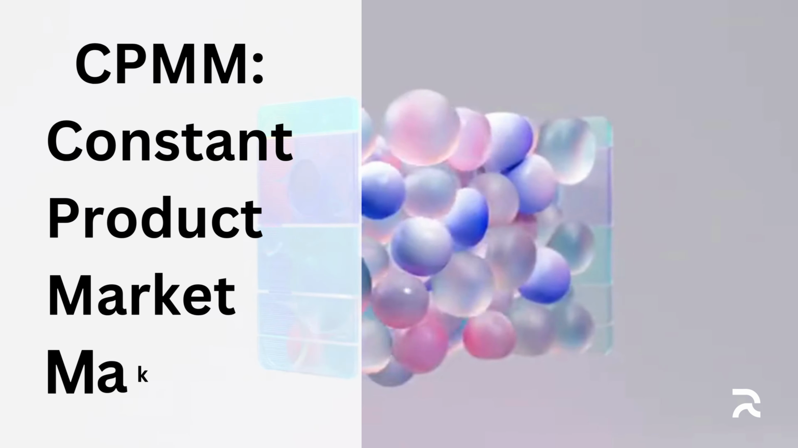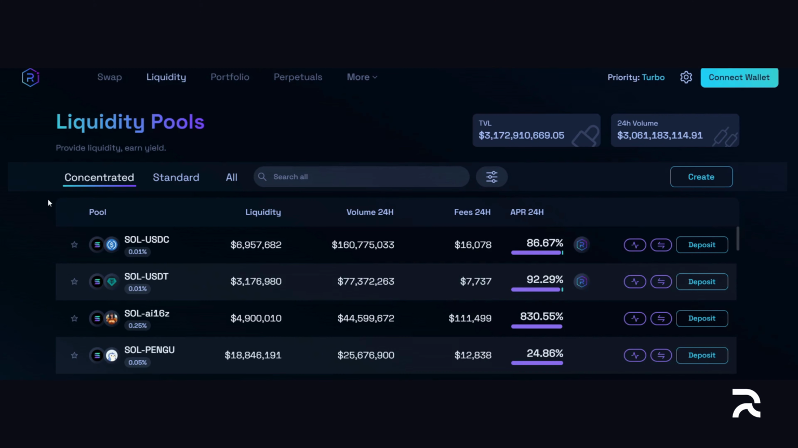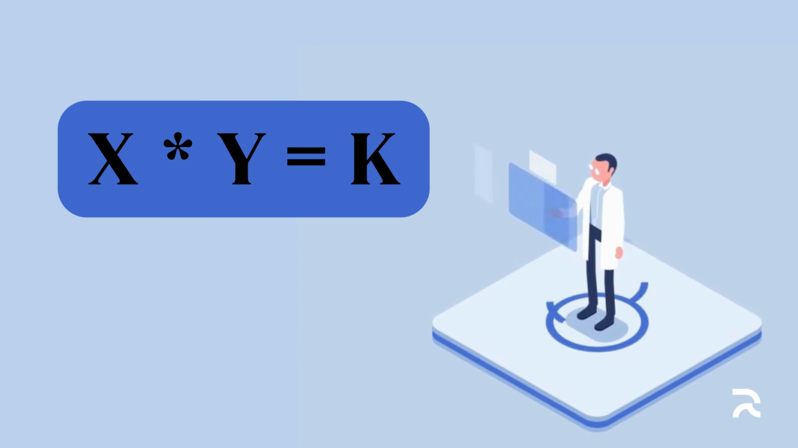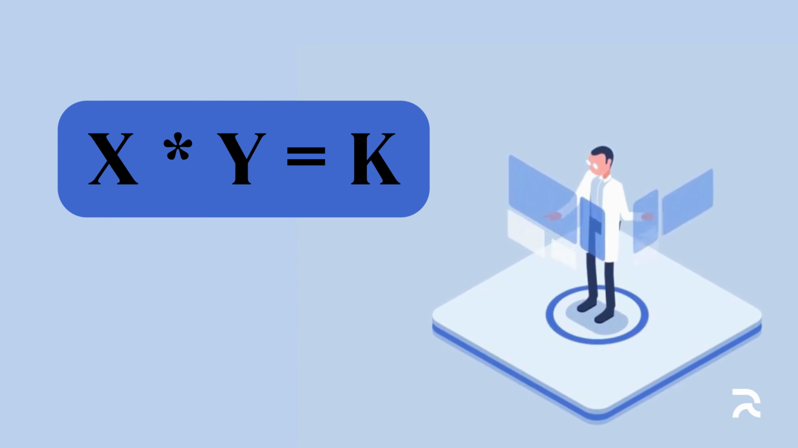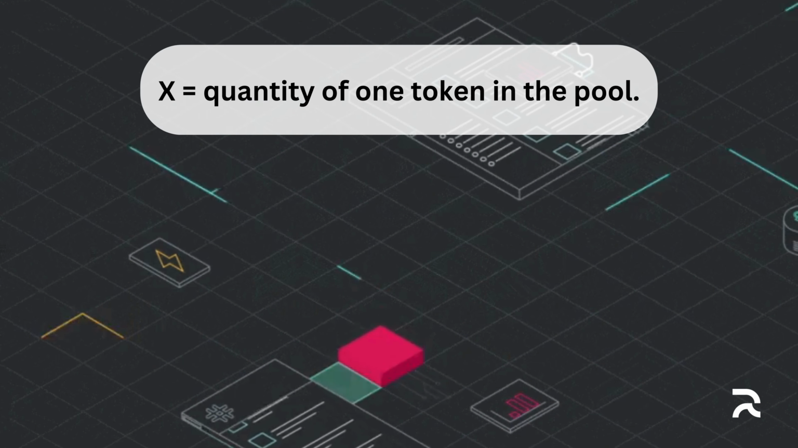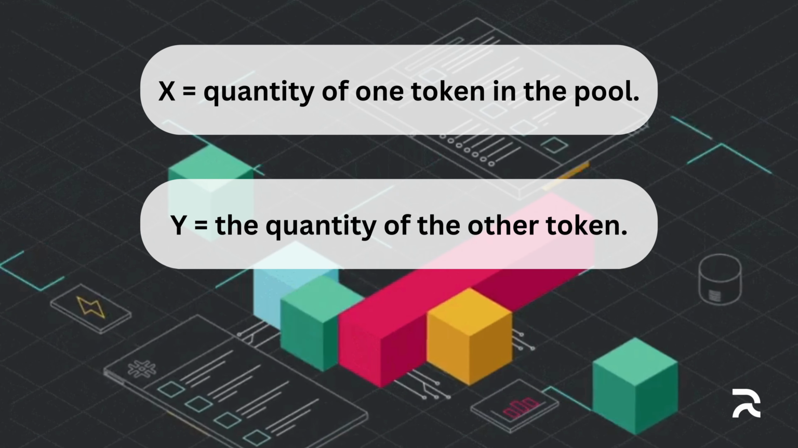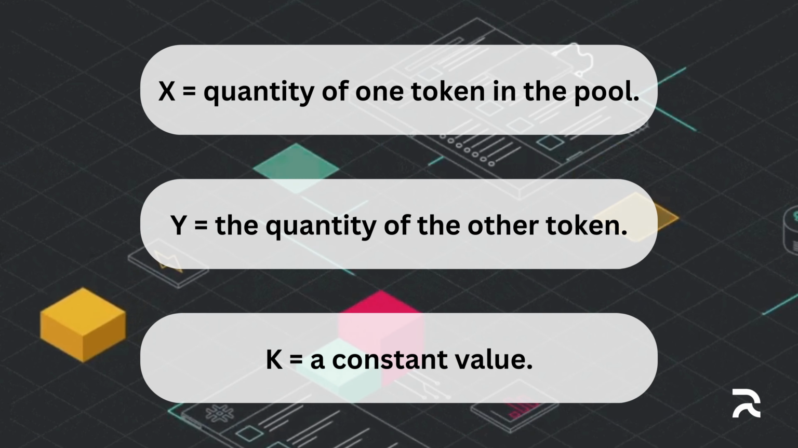Now, let's look at CPMM, or Constant Product Market Maker. CPMM is a specific type of AMM that uses the constant product formula, X times Y equals K. Here's the breakdown. X represents the quantity of one token in the pool. Y represents the quantity of the other token. K is a constant value.